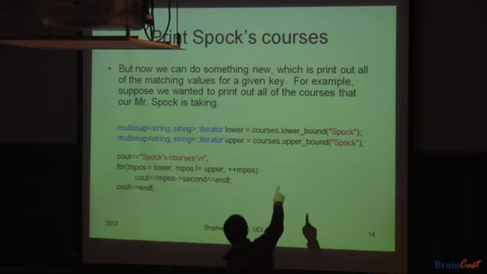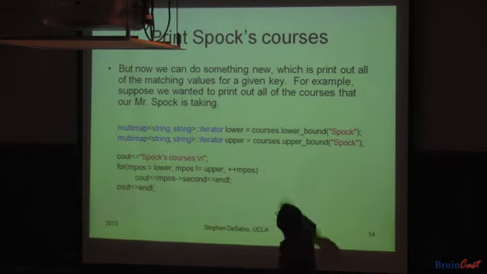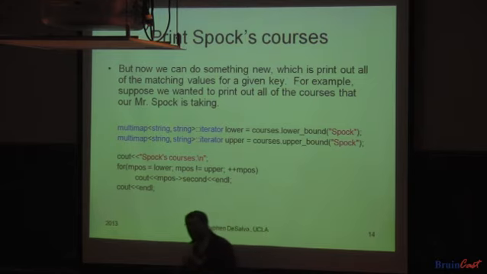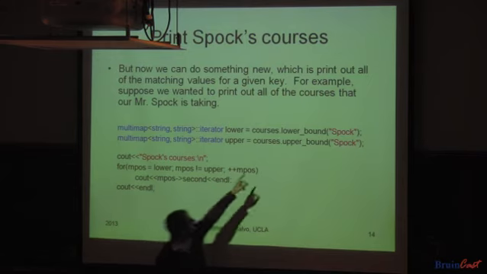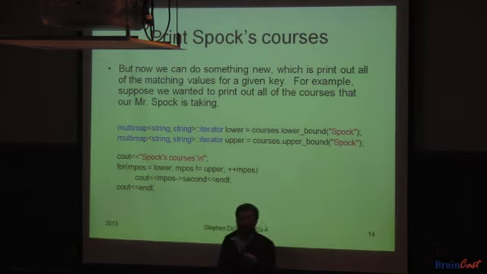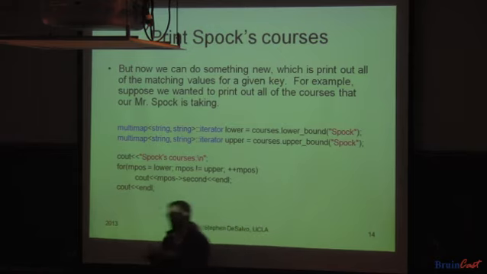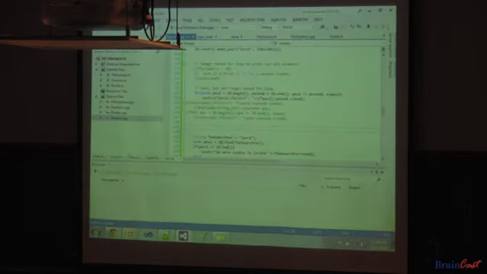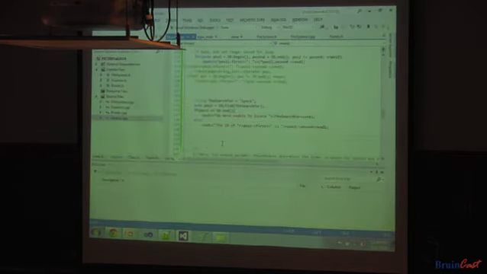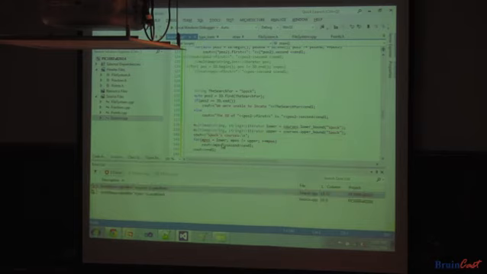So iterator points to the first element, and then the end points one after the last element. And so we have these functions called lower bound and upper bound, and they return iterators. The lower bound is the first element that has Spock in it, and upper bound is one after the last pair that has Spock as its key. So if we, again, let's copy and paste. So we're searching for Spock. We have found Spock. And now we're going to replace that with ID.